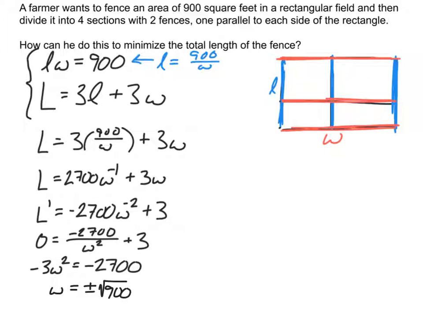All right, and then we got the plus or minus 30. But are both of those actually possible answers? Well, could we have a length of fence that's negative 30? That wouldn't make sense, right? So then that means that I can go ahead and get rid of the negative option and just go to 30.